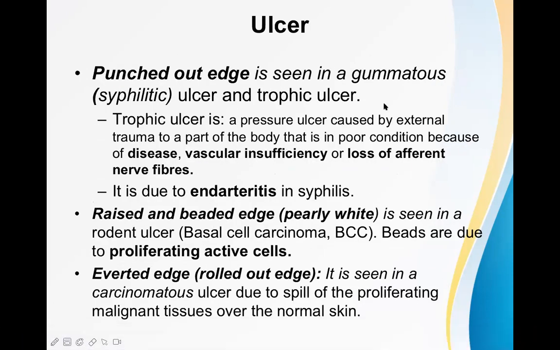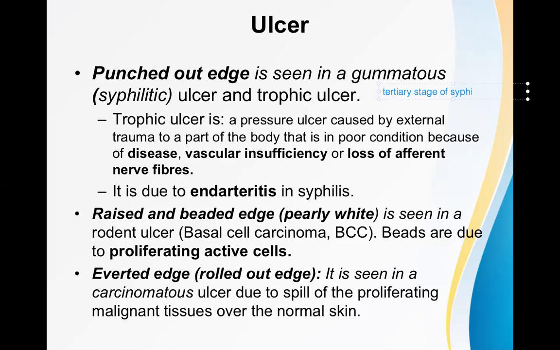Now the third type of edge is called the punched out edge. One good and easier example I already gave to you is a peptic ulcer. That's a very typical and familiar example for the students. But many others come here as examples, like a gummatous ulcer. Now gumma is seen in tertiary syphilis. So let me write that for you so that you won't forget later on. This is seen in the tertiary stage of syphilis.